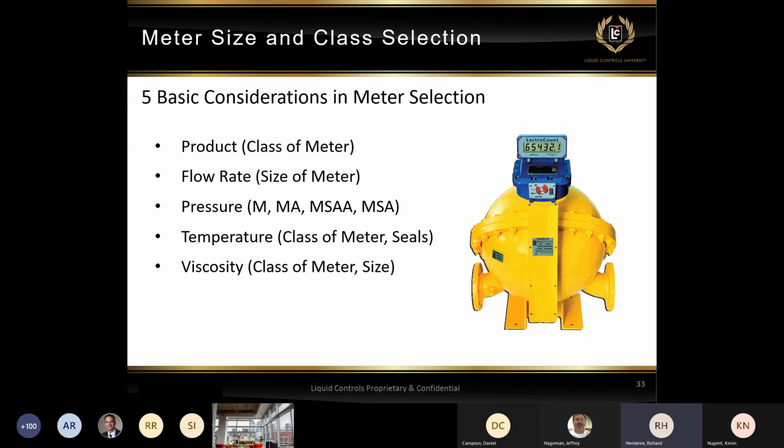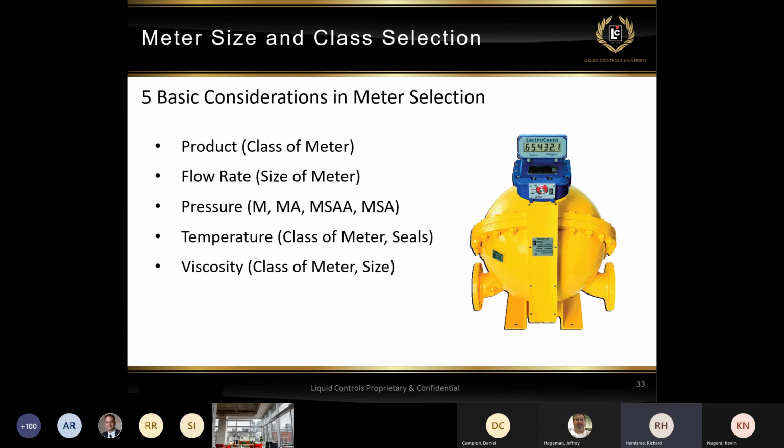The MA is 350 PSI. And also selecting the seals, we need to know the temperature. That helps in selecting the seals. Also, if it's a higher temperature, we may have to go with an extension somehow on the meter to get that register away from the heat.